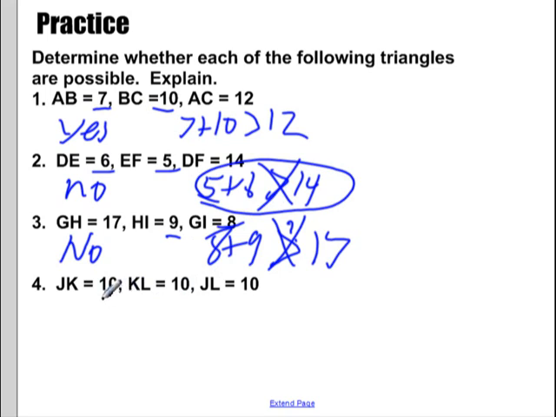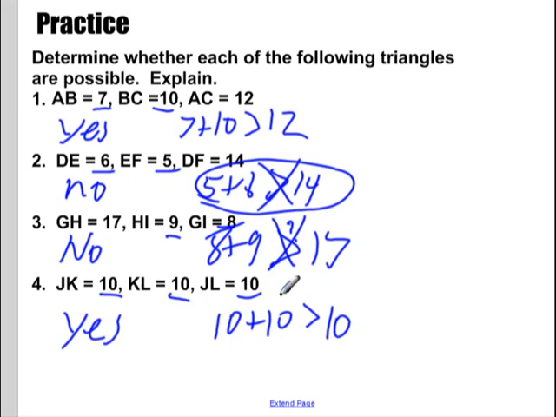The two shorter ones would be any of the two 10s. The longest side would be also one of the 10s, so it doesn't really matter which ones you pick. And certainly 10 plus 10 is bigger than 10, so that satisfies our theorem. So this is yes, we can make a triangle. Of course, we know that's actually an equilateral triangle.